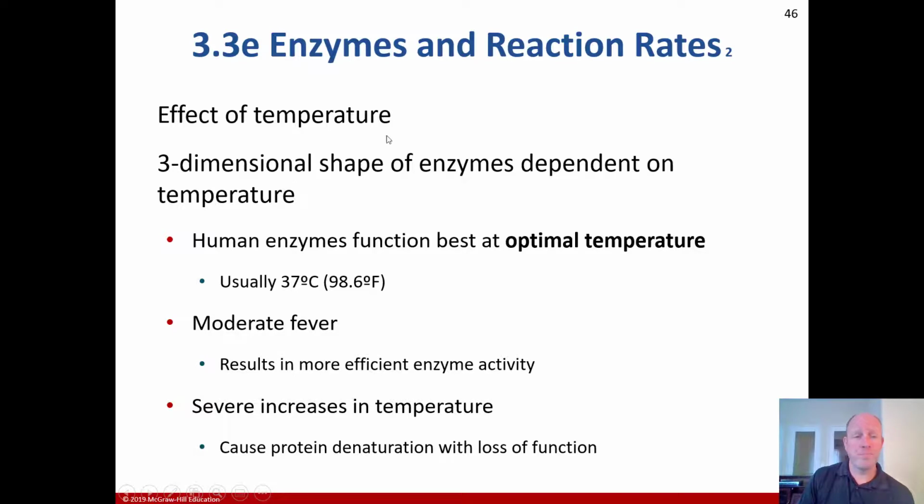The effect of temperature. The three-dimensional shape of an enzyme is dependent upon the temperature. Okay. Human enzymes function best at an optimal temperature around 98.6 degrees Fahrenheit, like we mentioned in a previous unit, not exactly 98.6, but close, within a range of that exact temperature.